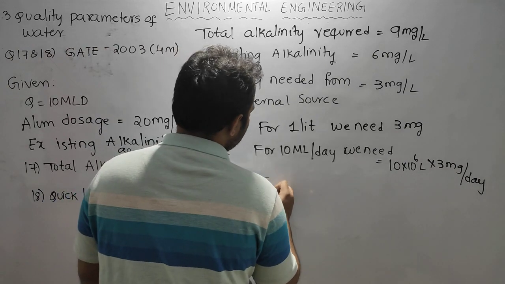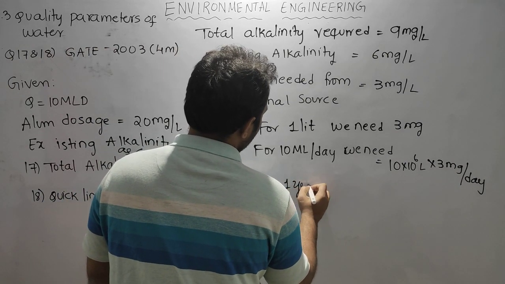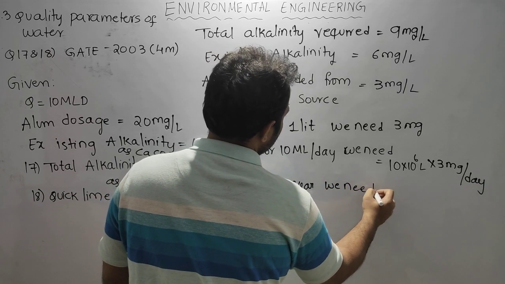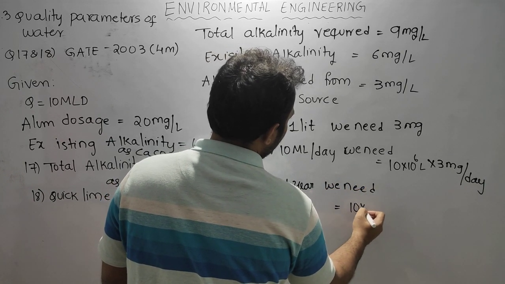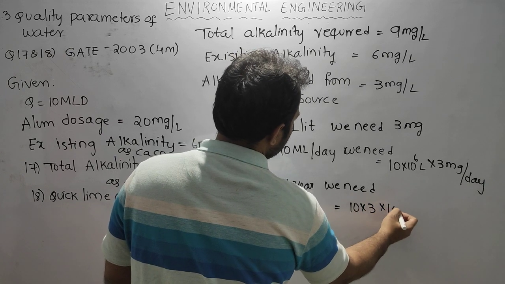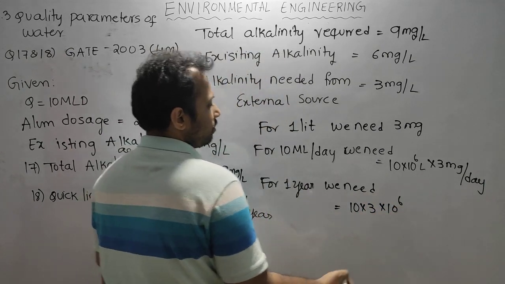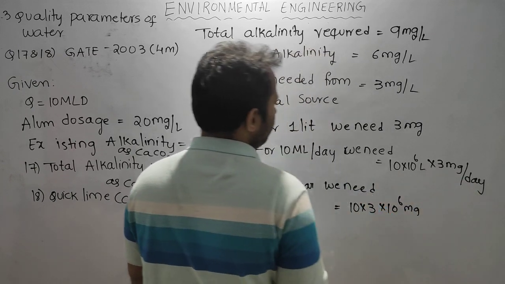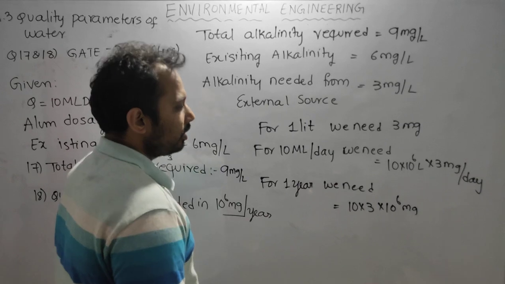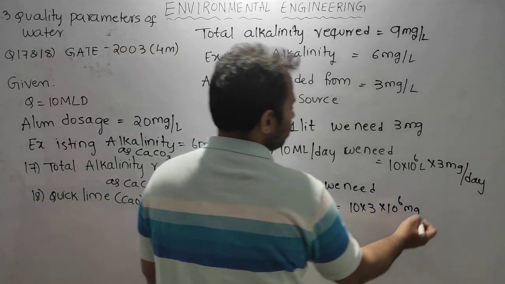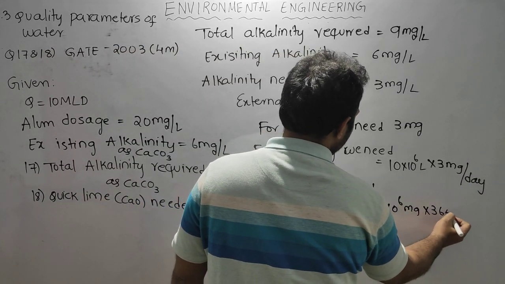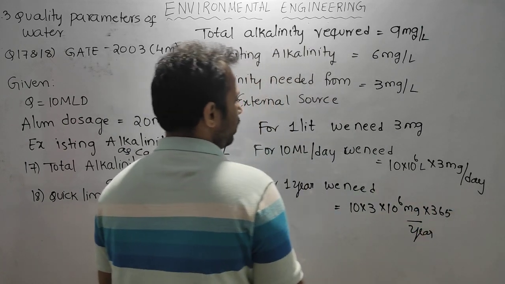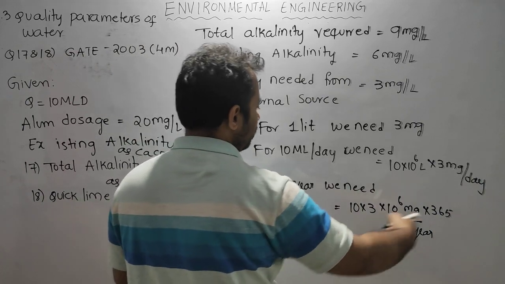So for 1 year, we need 10 into 3, that is 30 into 10 to the power of 6 milligrams. If I convert this into year, 1 day is nothing but 1 by 365 year. So multiply here with 365, then it is per year.